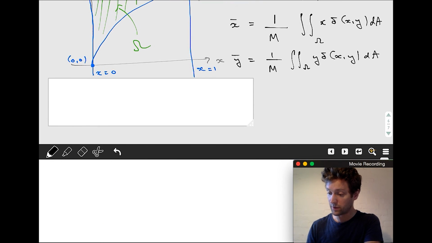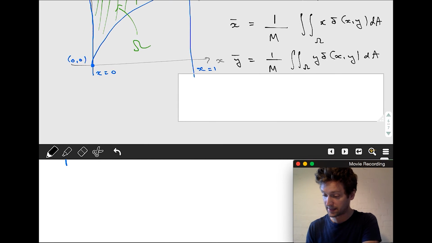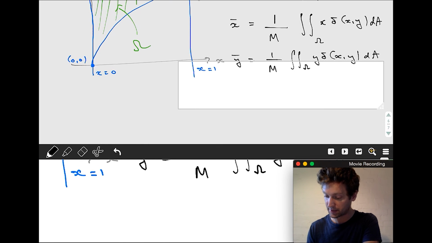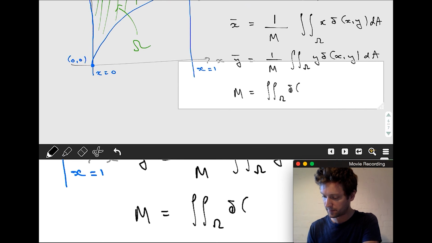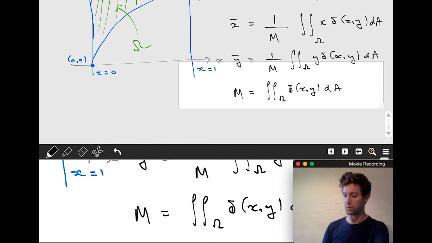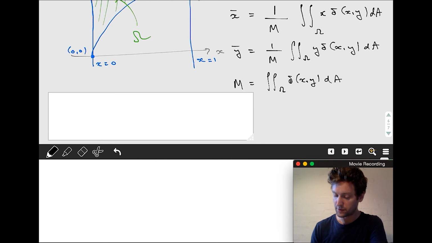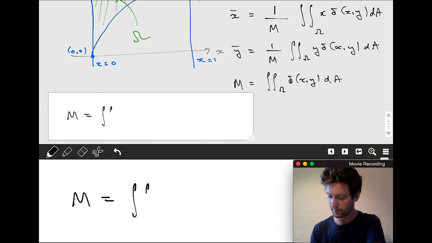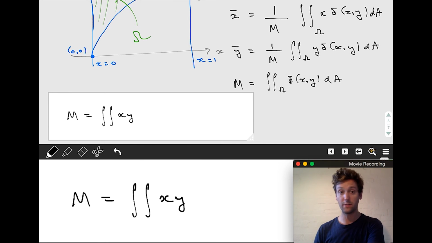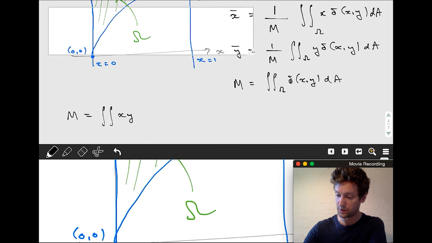So the first thing we're going to need to do is to calculate the mass itself. So let's remind ourselves what that is. It's going to be the double integral of the density over the area. So we've got three double integrals to do here. So the first one, the mass, is going to be equal to the integral of our density, delta xy, and we need to decide what our limits of integration are.